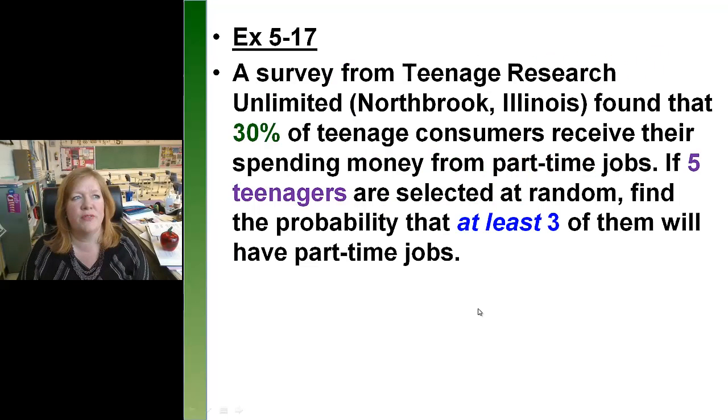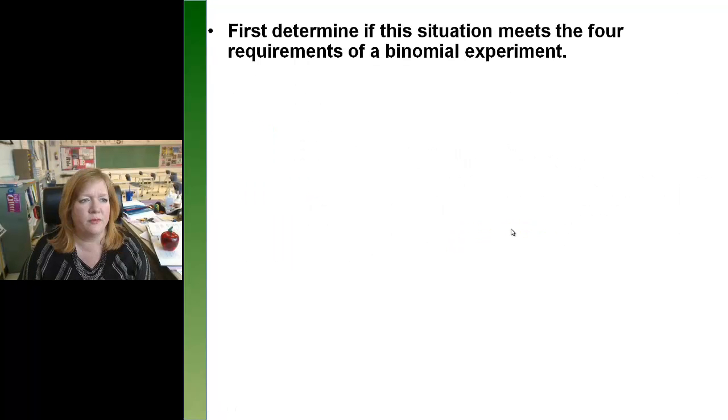Next one, a survey from teenage research found that 30% of teenage consumers receive their spending money from part-time jobs. If 5 teenagers are selected at random, find the probability that at least 3 of them will have part-time jobs. Now you may remember, at least 3, we always did the 1 minus, but in this case we're not going to do that. I'm going to do this a second way. When you see 30%, that's a probability. 5 teenagers are selected. That's your number of trials. At least 3 or 3 or more.